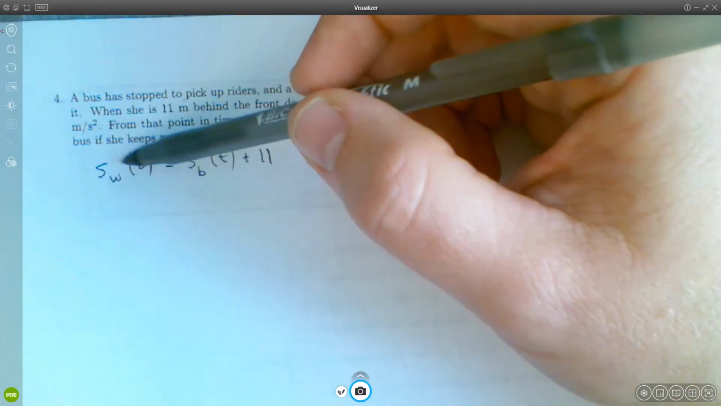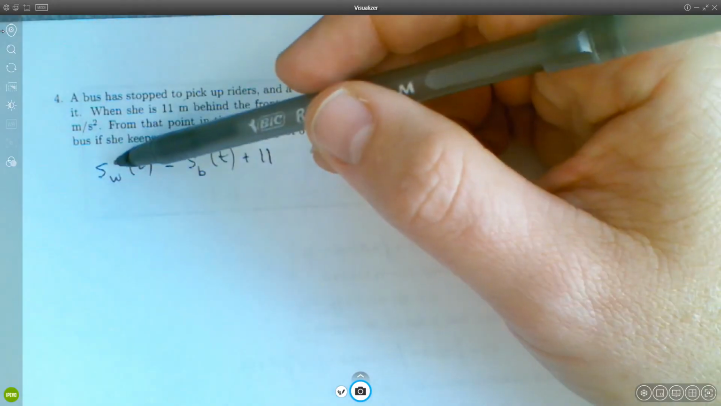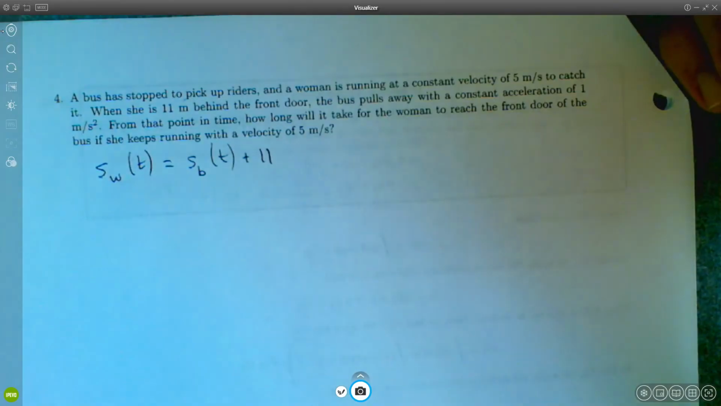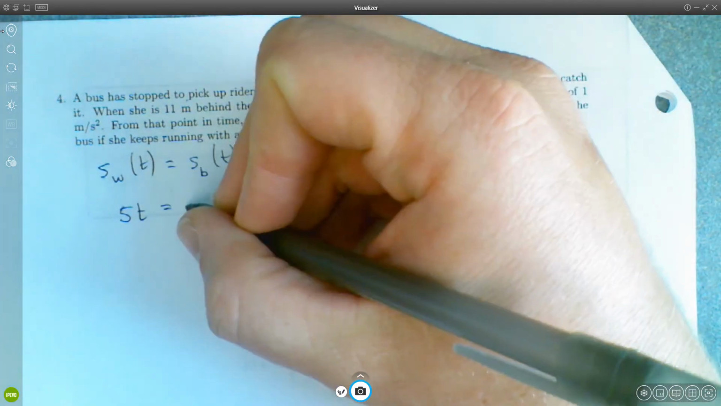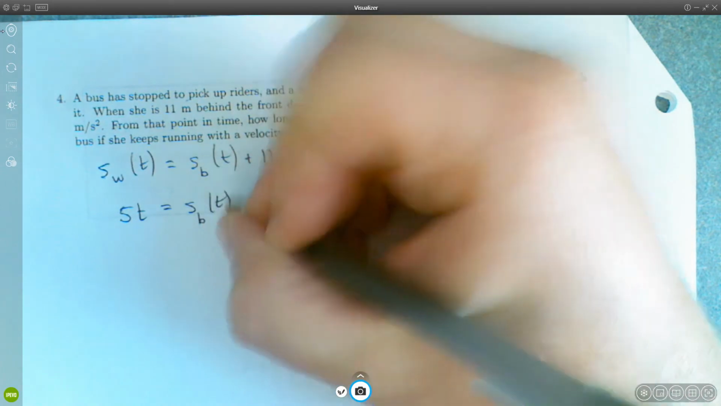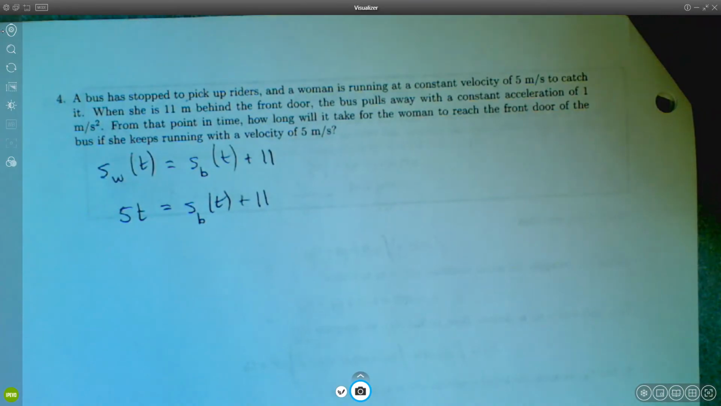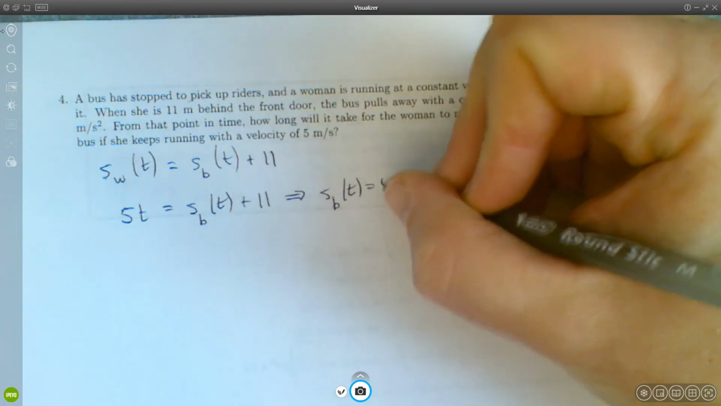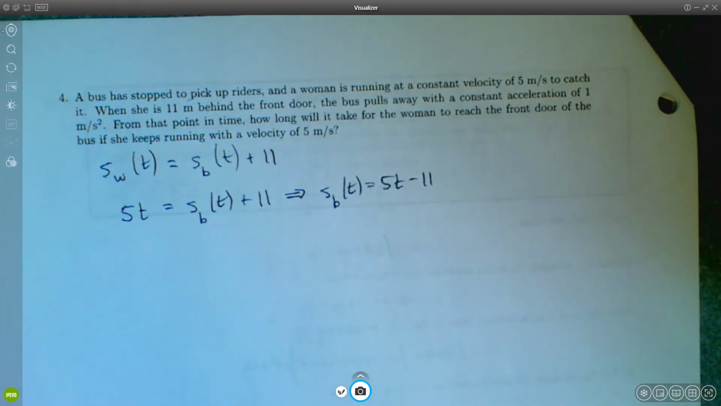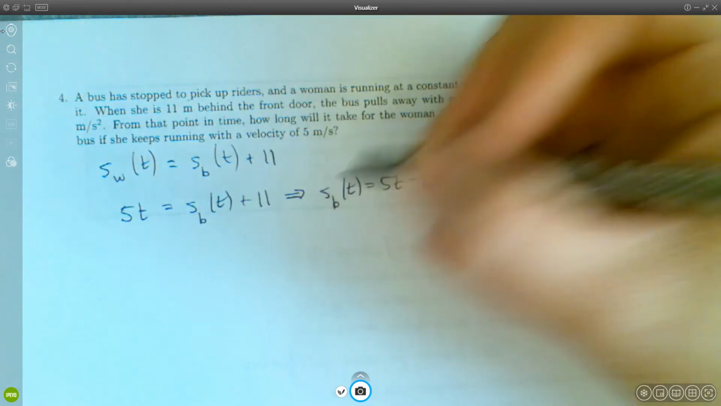Very good. Now we know that she runs at a pace of 5 meters per second. So the distance that she's going to travel in t seconds is going to be 5 times t. So 5 times t is equal to the position of the bus after t seconds plus 11 meters. Or in other words, the position of the bus after t seconds is 5t minus 11.